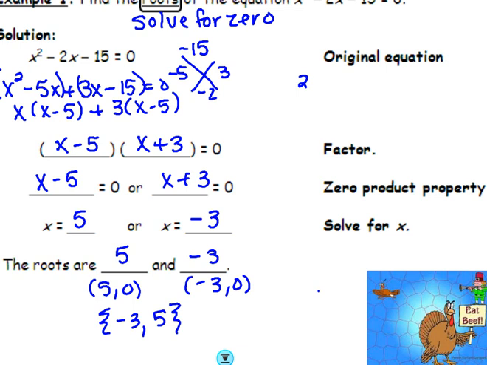So I'm going to do some mental math. 5 squared is 25, minus 10, minus 15 equal to 0. Well, 25 minus 25 equals 0. So 5 is good. Alright, let's check our other one. Negative 3 squared is 9. Negative 3 times negative 2 is positive 6, minus 15. 9 plus 6 is 15. 15 minus 15 is 0. You should not get any extraneous solutions when you're solving quadratics.